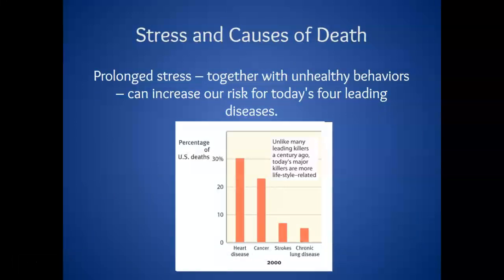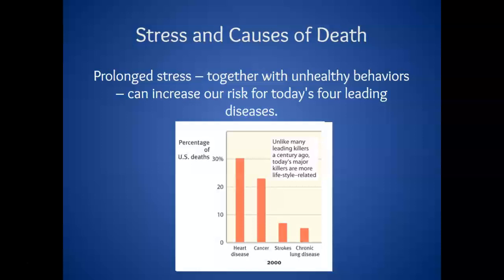Together with unhealthy behaviors, it can increase our risk for today's four leading diseases: heart disease, cancer, stroke, and chronic lung disease. Now you might be asking, Mrs. Courgette, how in the world does stress cause cancer? Well, stress reduces our immune system, and cancer is basically a cell that is mutated, and we all have mutated cells floating in our body. However, our immune system usually keeps those at bay and destroys them.